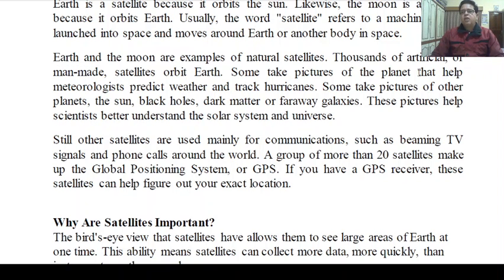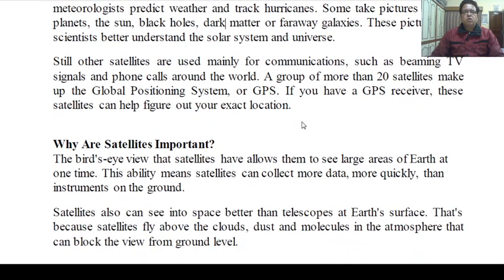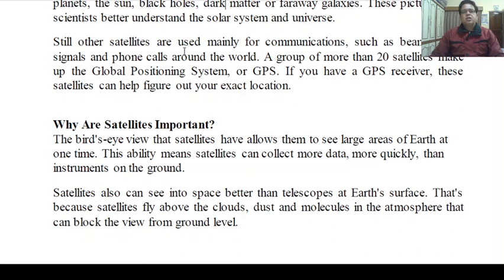Some take pictures of planets that help meteorologists predict weather and track hurricanes. Some take pictures of other planets, the sun, black holes, dark matter, or faraway galaxies. These pictures help scientists better understand the solar system and universe. Still, other satellites are used mainly for communications, such as beaming TV signals and phone calls around the world.